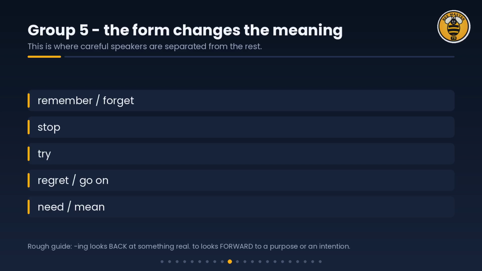Now group 5, the group that actually matters for meaning. With these verbs, choosing ing or to changes what your sentence says. Remember and forget. Stop, try, regret and go on. Need and mean. Keep this rough guide in your head as we go. The ing form usually looks back at something that really happened. The to form usually looks forward to a purpose or an intention.